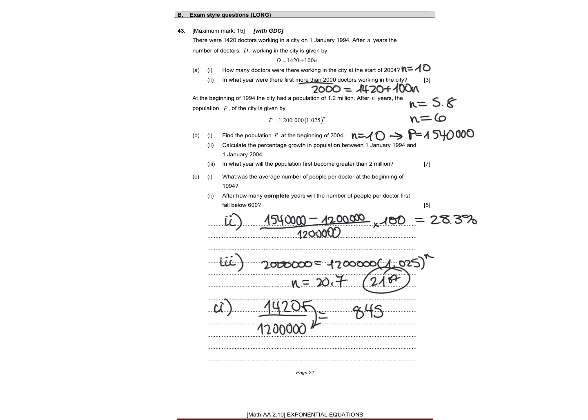Okay, so then after how many complete years will the number of people per doctor first fall below 600? So we have people are 1.2 million, and this function models the people, and the function that models the doctors is this. And we want to find when this is equal to 600. So n ends up being 14.2, so not until the 15th year does that happen.